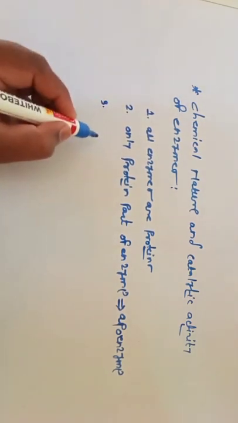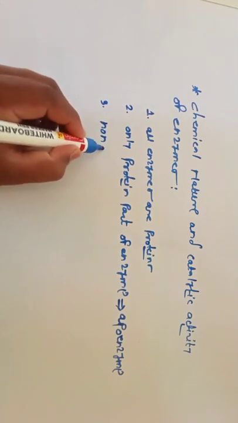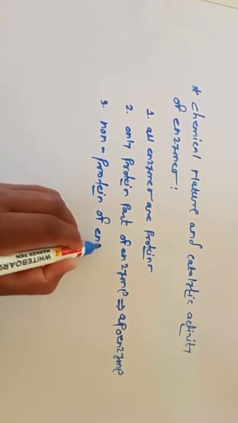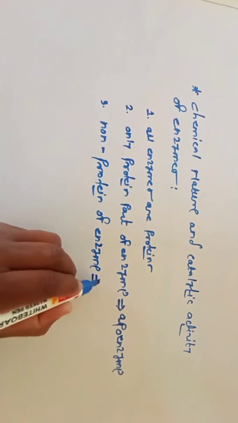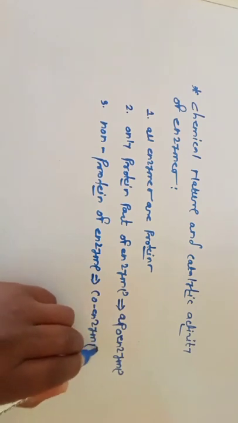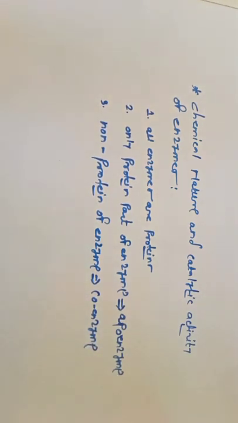If you consider the third point, the non-protein part of the enzyme is known as coenzyme. So you should keep in mind two important points: all enzymes are proteins, the protein part of the enzyme is known as apoenzyme, while the non-protein part is known as coenzyme. When the apoenzyme and coenzyme combine together, it gives the holoenzyme.